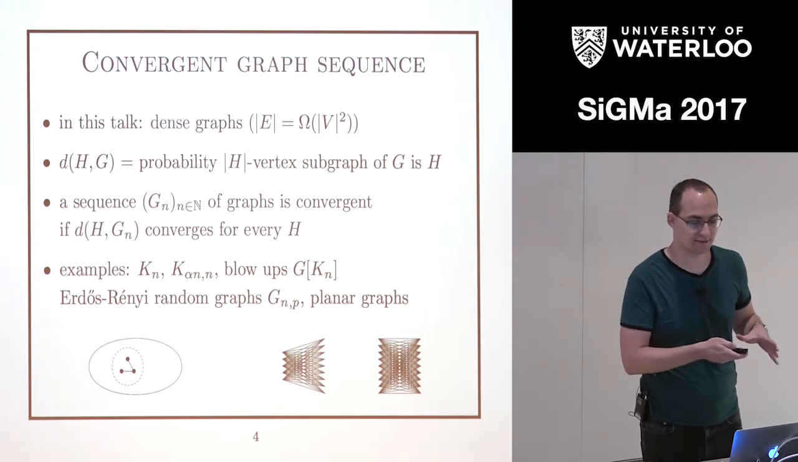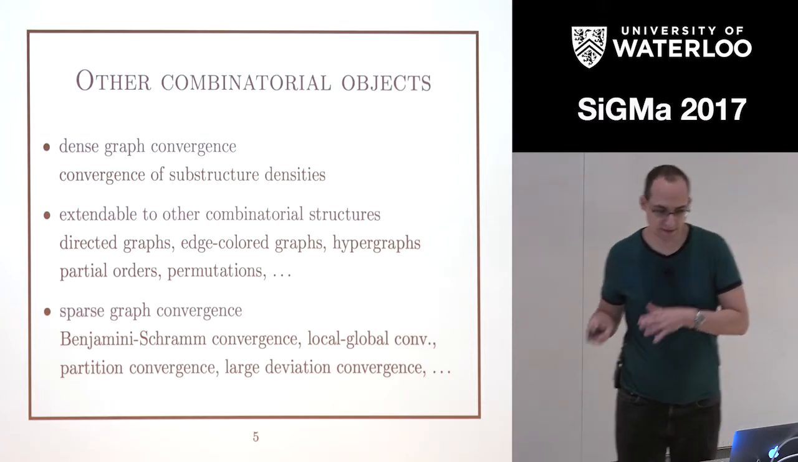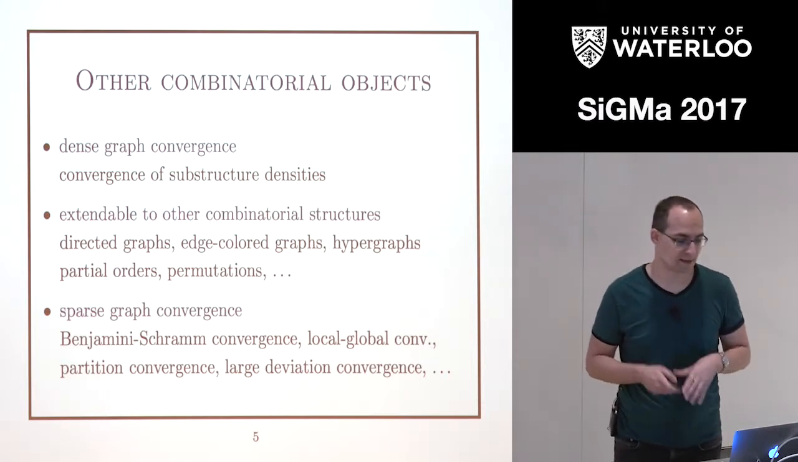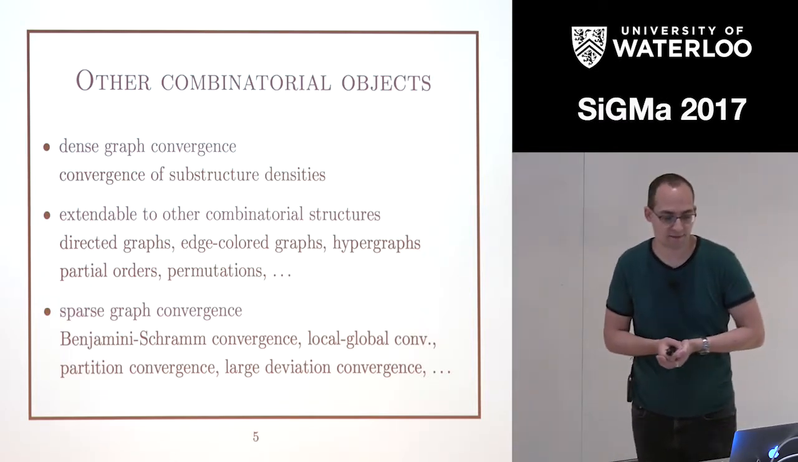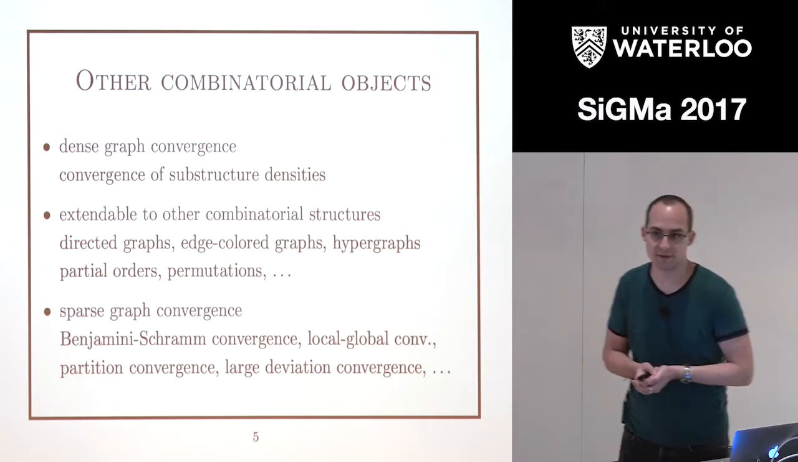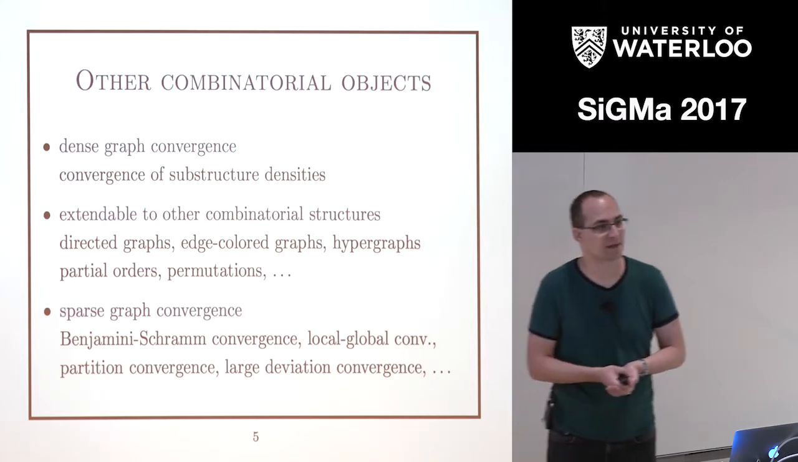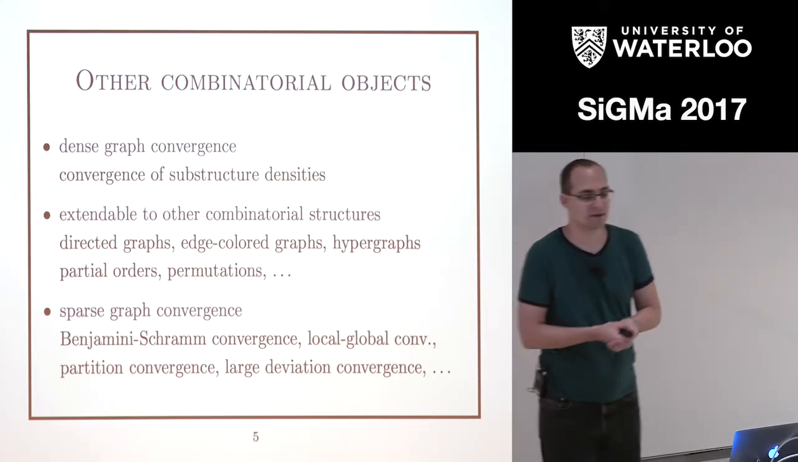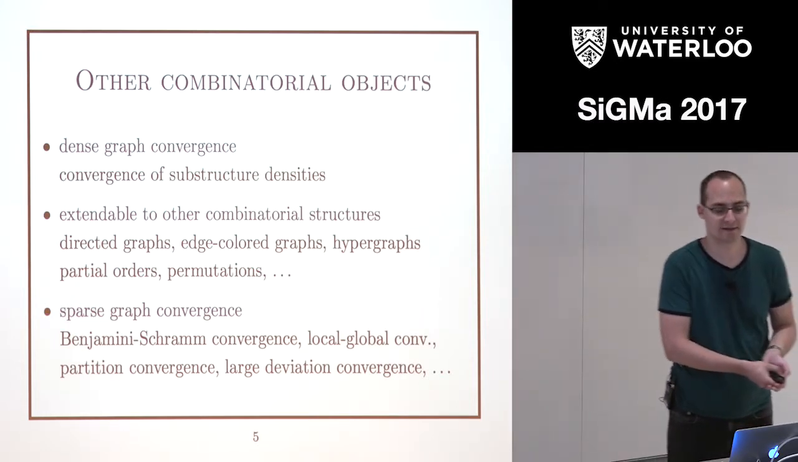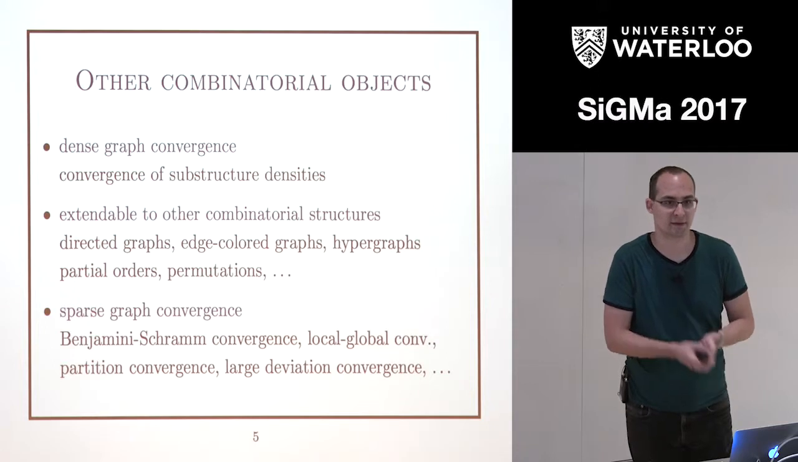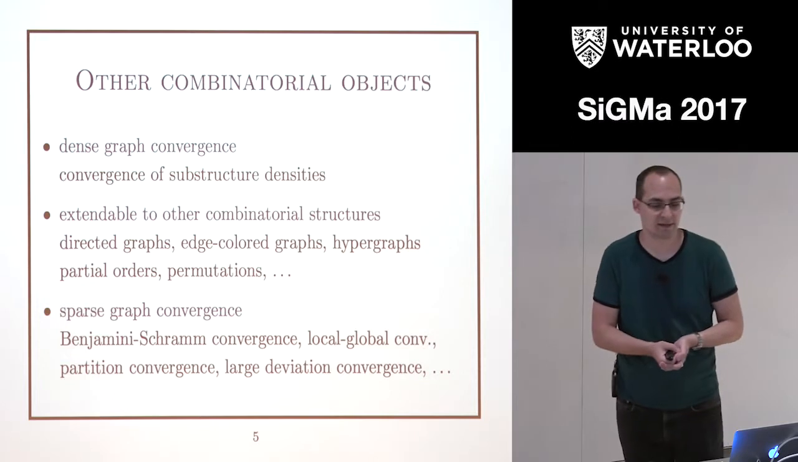So this was the convergence I was mentioning. That, or maybe before I was mentioning analytic representations, but let me say a few words about some extensions. This notion of convergence we have seen is related to the convergence of densities of substructures, and there's nothing specific about graphs in this definition. So I can define the very same notion of convergence for undirected graphs, for directed graphs. I can also define it for graphs where the edges are colored with finitely many or infinitely many colors.